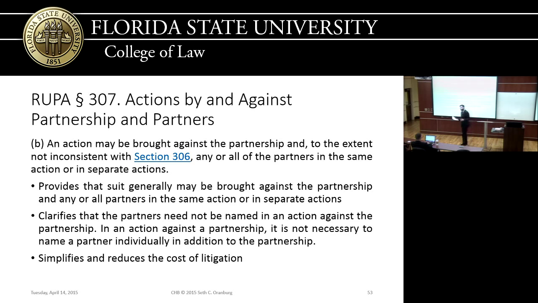Now, here's a couple important things to remember procedurally when litigating with a partnership. So we have joint and several liability, which means that we can sue any of the partners, all of the partners, the partnership, or all of the above, all or some, any or all. But whether you name the partners in the suit will have some implications as to what your post-judgment remedies are. And I'll explain what I mean by that. So an action can be brought against the partnership, and the partners do not need to be named. It's not necessary, and this simplifies and streamlines litigation.